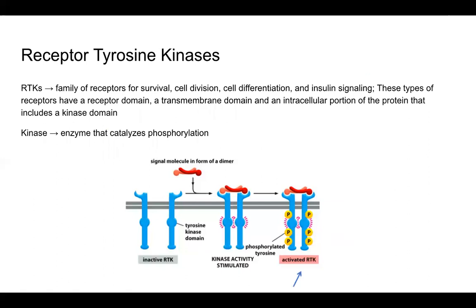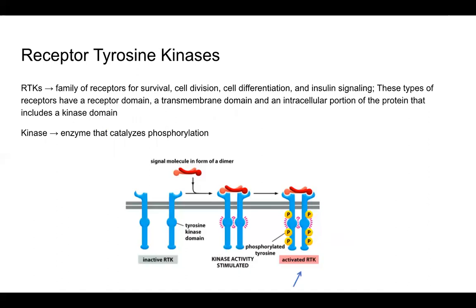Then there are receptor tyrosine kinases. They're receptor families for survival, cell division, cell differentiation, and insulin signals. These types have a receptor domain, as you can see in the illustration. They also have a transmembrane domain and an intracellular portion of the protein that includes a kinase domain. Again, a kinase is an enzyme that catalyzes phosphorylation.